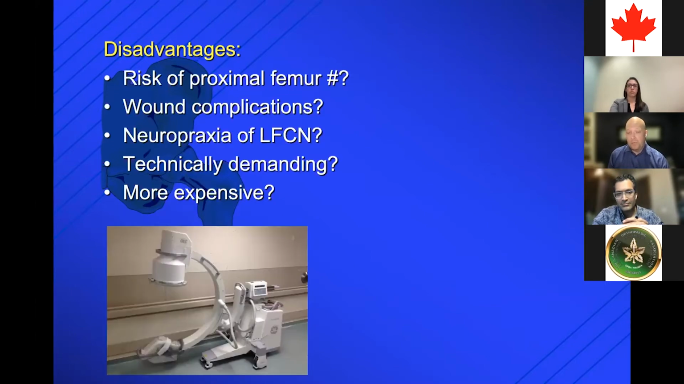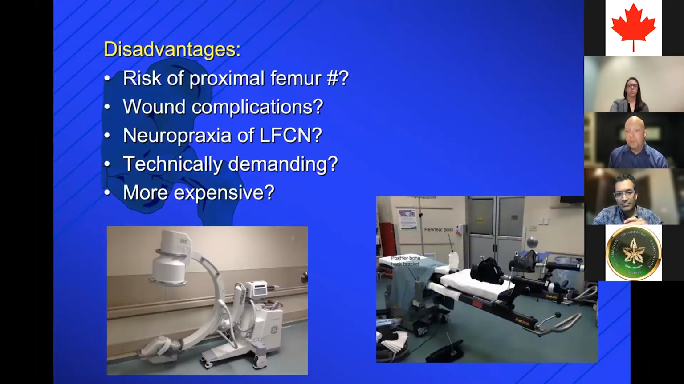Are you going to add fluoro in? Are you going to buy a whole new table to do this procedure? All of these things are things that you might consider if you're potentially switching approaches.